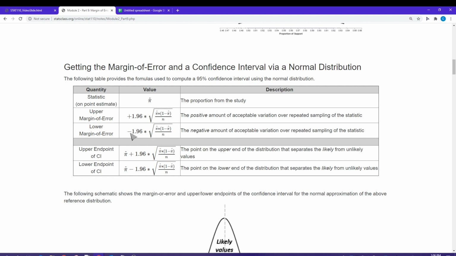Now, once I know what the lower and upper margin of error are, I can simply add that to my point estimate and subtract that from my point estimate to obtain the upper and lower endpoints for my confidence interval.